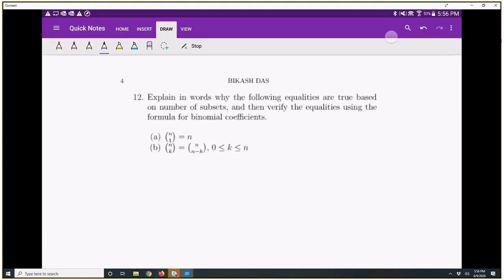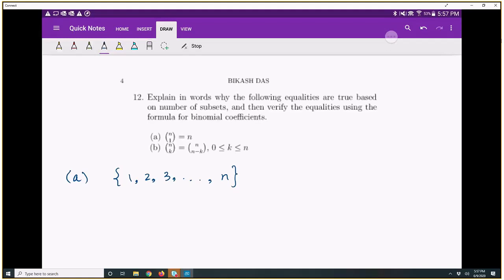Okay, explain in words why the following equalities are true based on the number of subsets. So we're going to focus on the number of subsets. And then verify the equalities using the formula for binomial coefficients. The first one is, why should it be true that n choose 1 is equal to n? Well, it said, think about subsets. So let's say we have a set and its members are 1, 2, 3, all the way up to n.